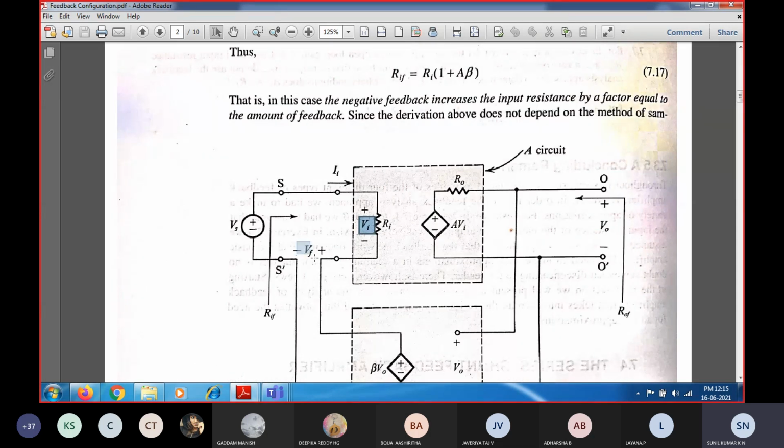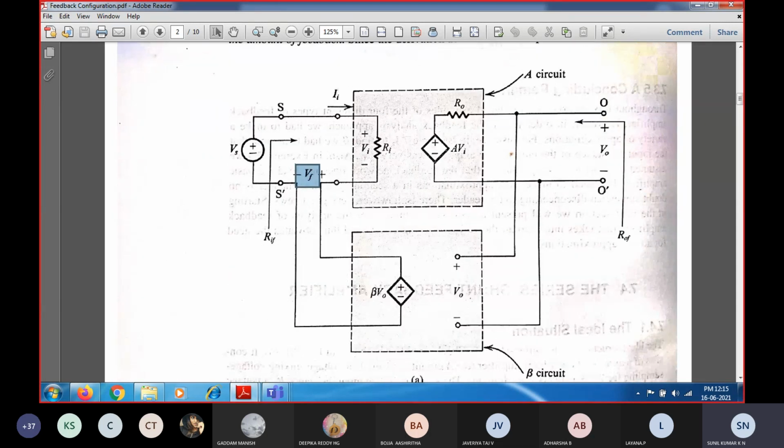So what is Vf? Vf is nothing but the output voltage of the feedback. So that will be equal to beta times V naught. V naught is nothing but the output voltage of the amplifier. So output voltage V naught will be given as A times Vi. If I substitute V naught equal to A times Vi, I will get Vf equal to A into beta times Vi.